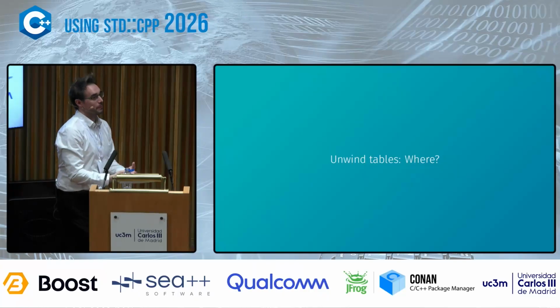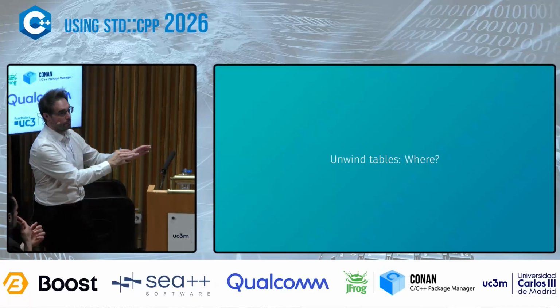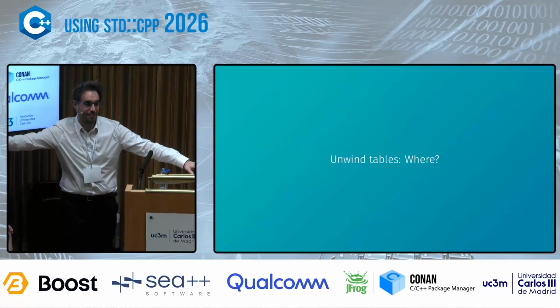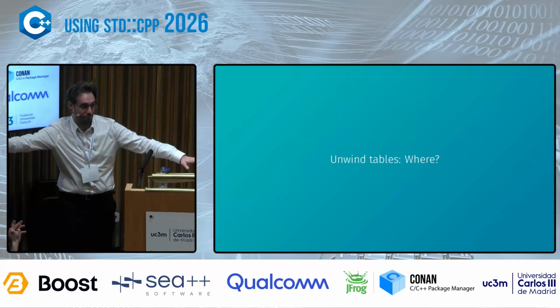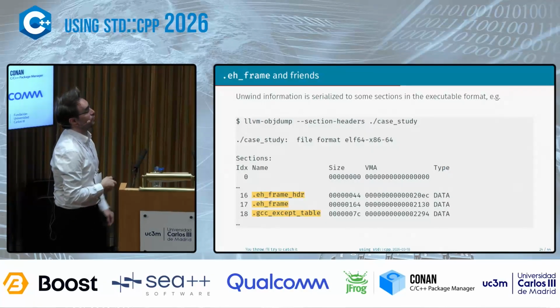Now we will dig a bit deeper into where this information is stored in the binary, because I said the compiler actually emits this information. It emits machine code, but it also emits these CFI opcodes for the unwinder to be able to unwind the stack frames. Where is this information?